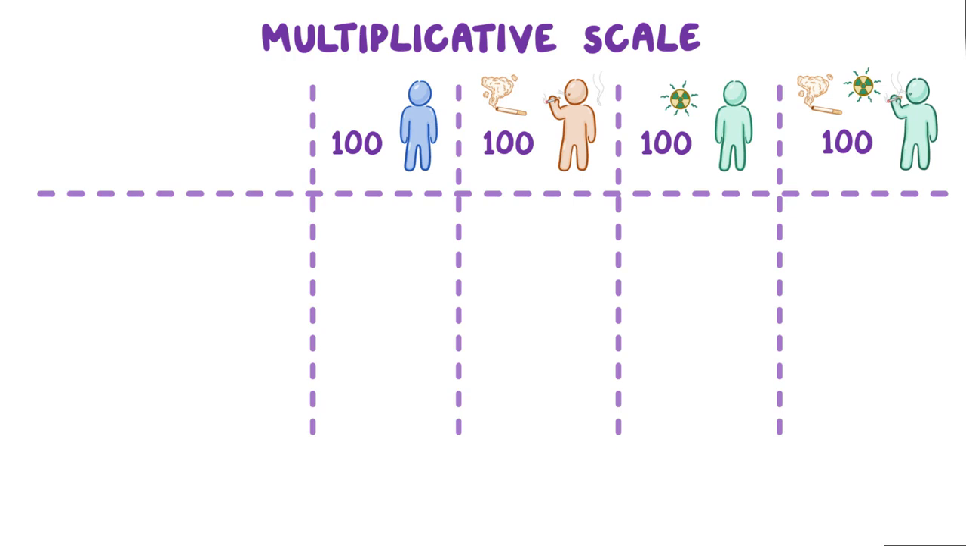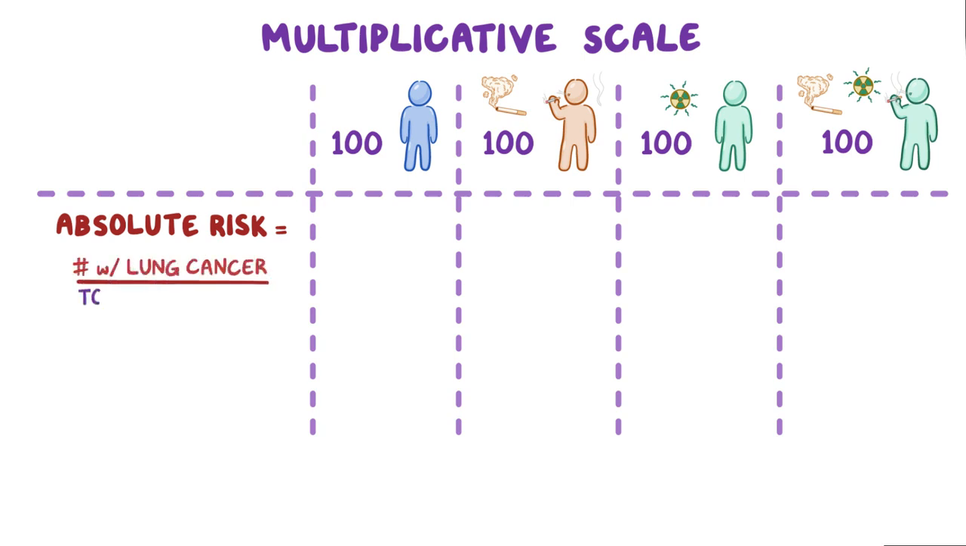For each group, we find the absolute risk of lung cancer, which is calculated by dividing the number of people who got lung cancer in that group by the total number of people in that group. So let's say the observed absolute risk of lung cancer is 3 for the first group, 15 for the second group, 9 for the third group, and 60 for the fourth group. The absolute risk of lung cancer of 3 in the first group is the background risk, since there's still a risk of lung cancer for people who aren't exposed to either smoking or radon.